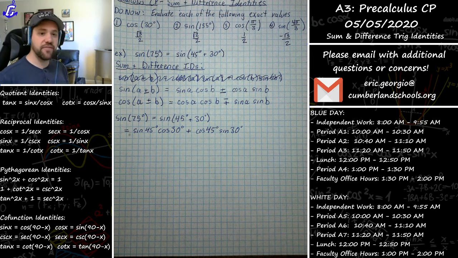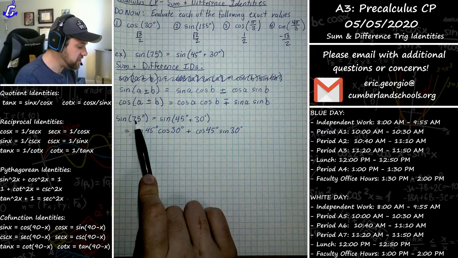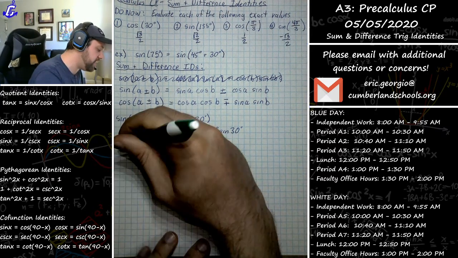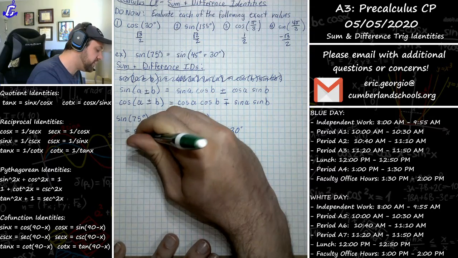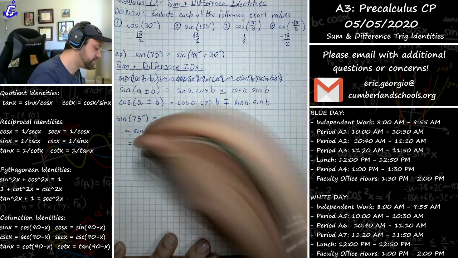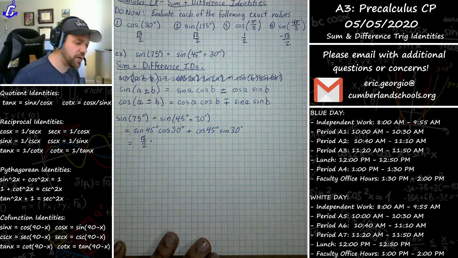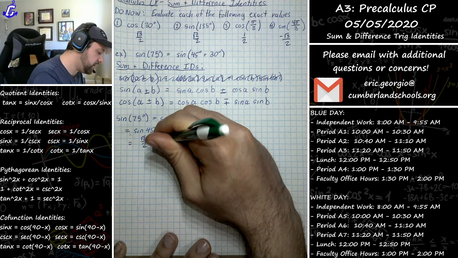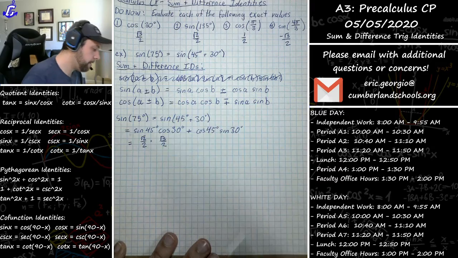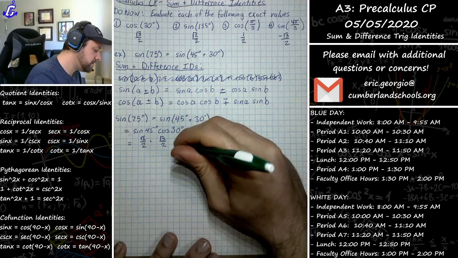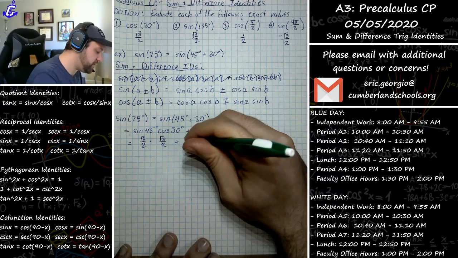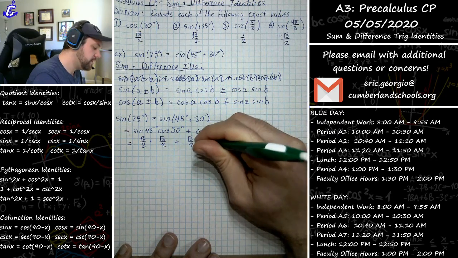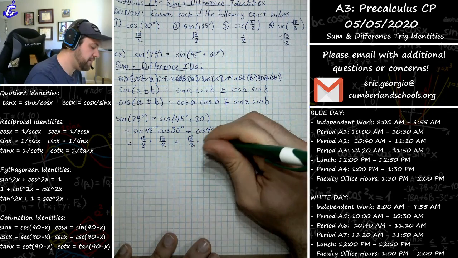Now, we can actually evaluate this though, using our unit circle values. That's why it's beneficial to break this down to this, because now you can say, oh, well, the sine of 45, that's just rad 2 over 2. The cosine of 30, wait a minute, cosine of 30 is just rad 3 over 2. We saw that up there. Plus, the cosine of 45, that's rad 2 over 2, times the sine of 30, that's 1/2.